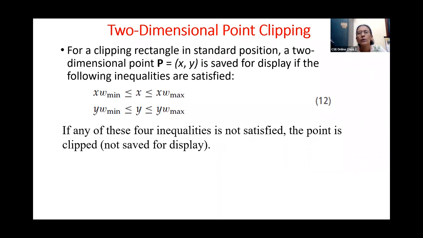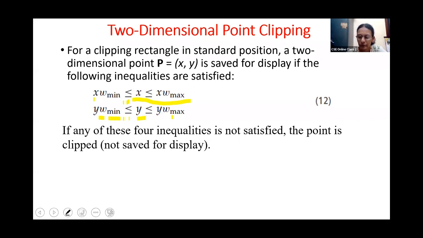Then we saw two-dimensional point clipping. That is, a point (x, y) will be visible in the window only if it satisfies these four inequalities: XW min is less than or equal to X is less than or equal to XW max, and YW min is less than or equal to Y is less than or equal to YW max. This is what we have seen.